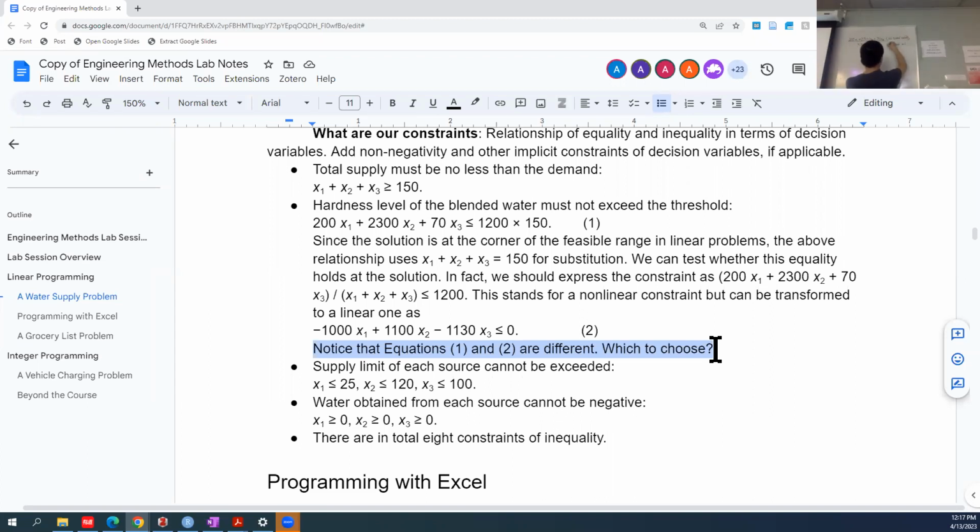And okay, let's do it here. This amount should not exceed 1,200. That's the average hardness, right? And we acknowledge that the denominator, this amount, should be greater than zero, right? We need to extract some water from each source, so the total amount of water should not be exactly zero. So using that, we can move this denominator to the other side of the equation so that we have this.